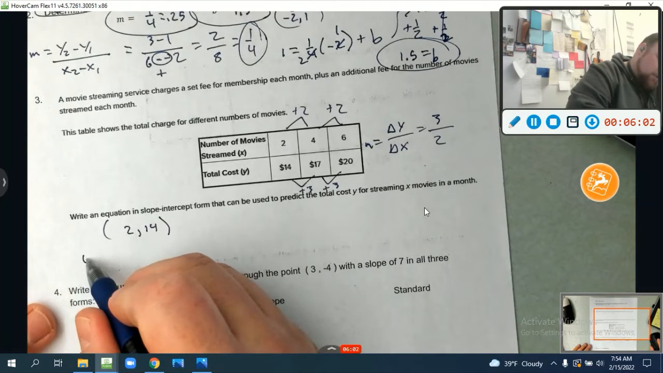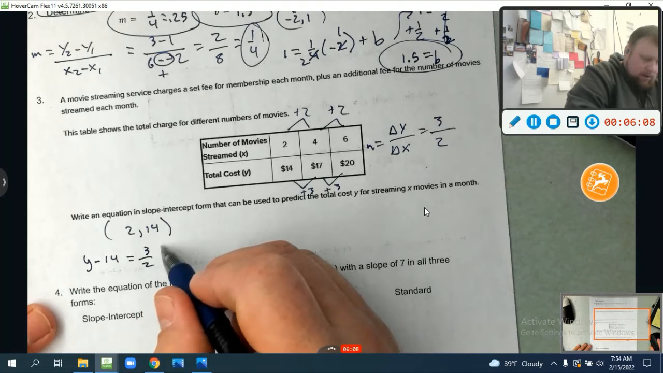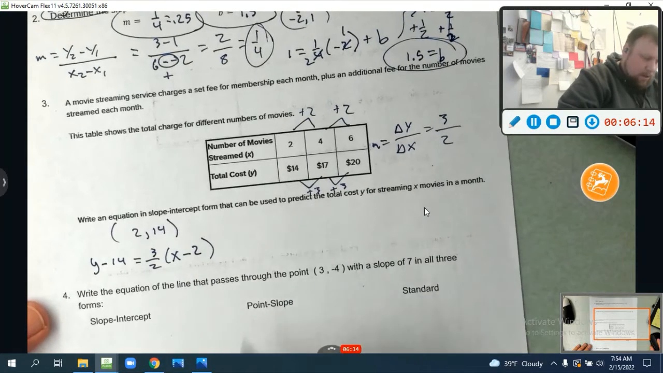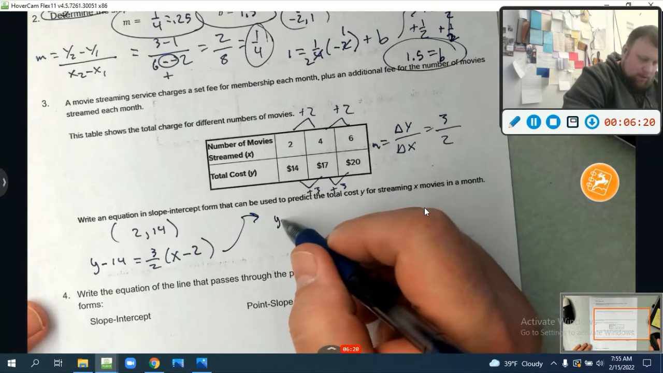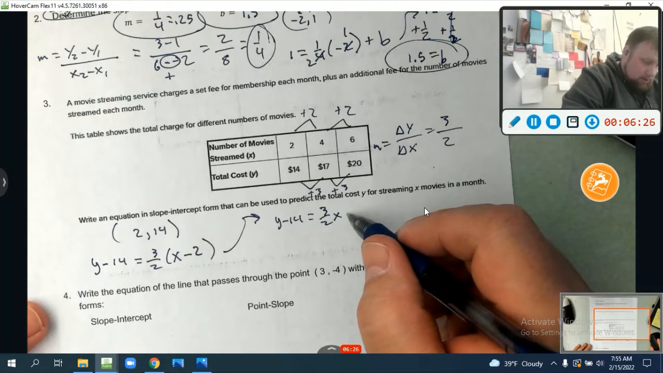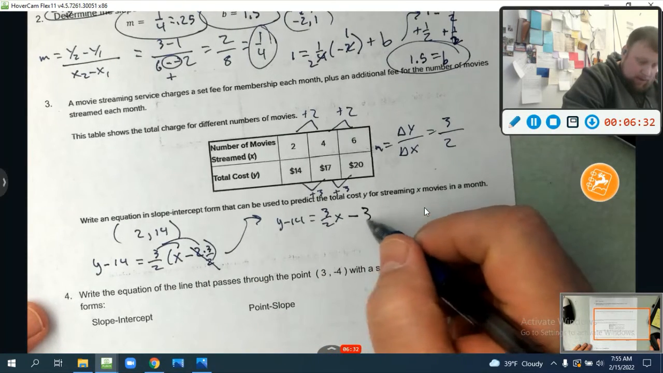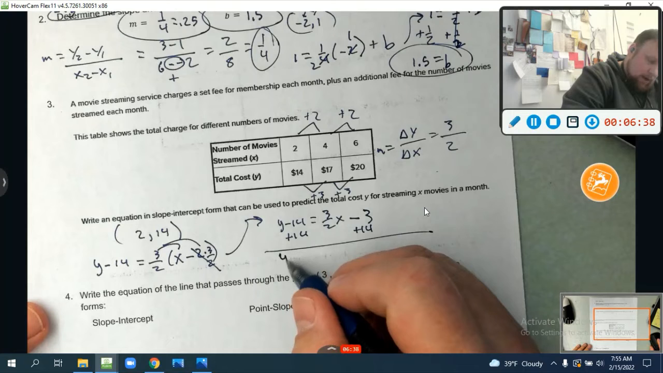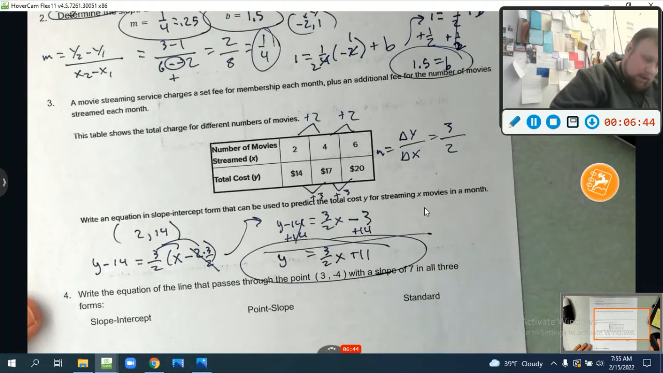I'm going to say Y minus 14 is equal to our slope of 3 halves times X minus 2. Boom. And what's that going to do? That's just going to end up being up over here. Y minus 14 equals 3 halves X minus, and I'm going to distribute this, right? So times 3 halves, the 2's cancel out, so I'm just going to have minus 3. I'm going to add 14 to both sides, and I get that Y equals 3 halves X plus 11. Look at that.